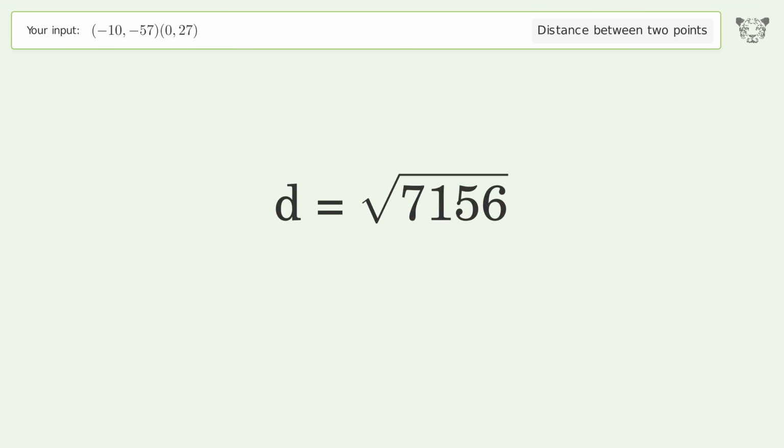And so the distance between the 2 points is the square root of 7,156, or 84.593.